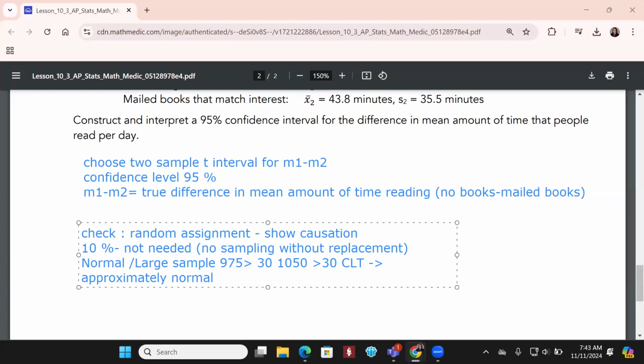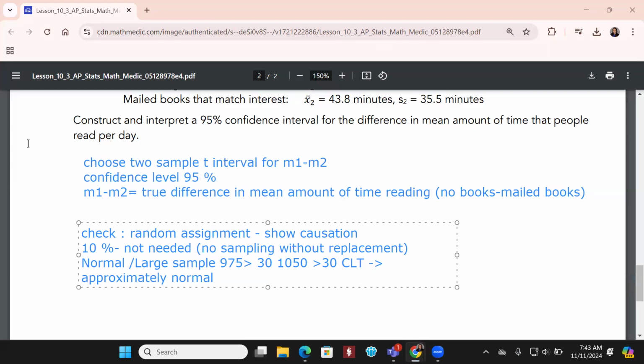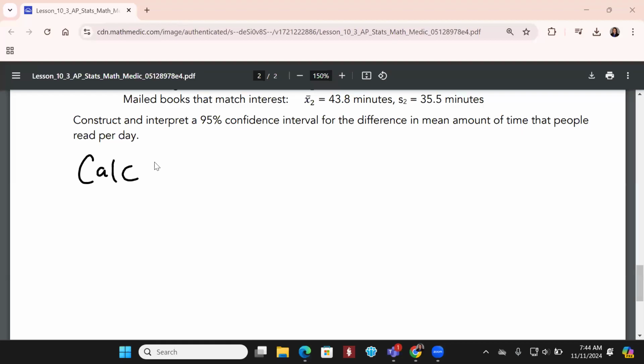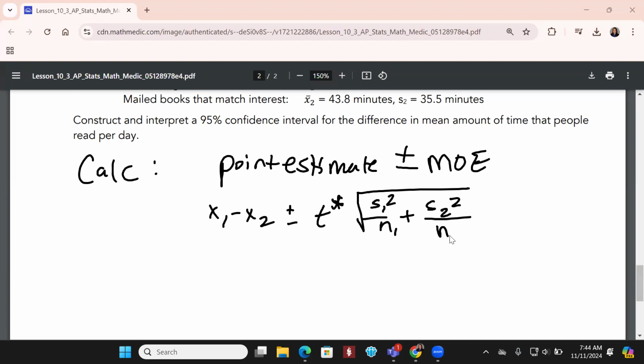For calculating, we're going to use point estimate plus or minus the margin of error, and then we're going to plug all the information into that formula. So for calculate, we're going to do point estimate plus or minus the margin of error. So we got x1 minus x2 plus or minus t times the square root of s1 squared divided by n1 plus s2 squared divided by n2.